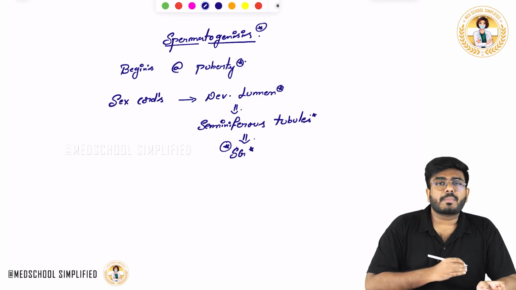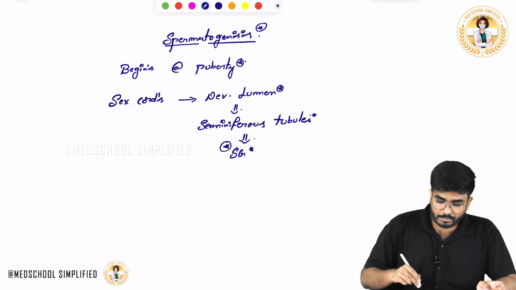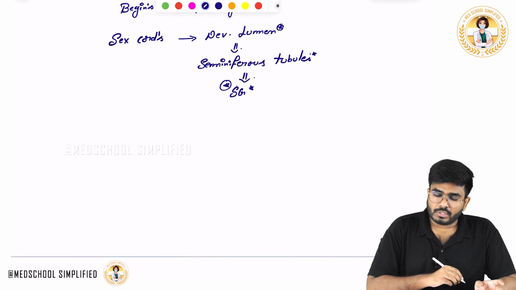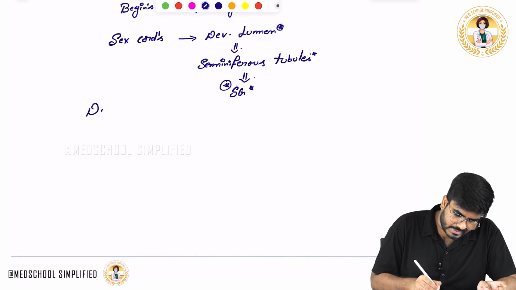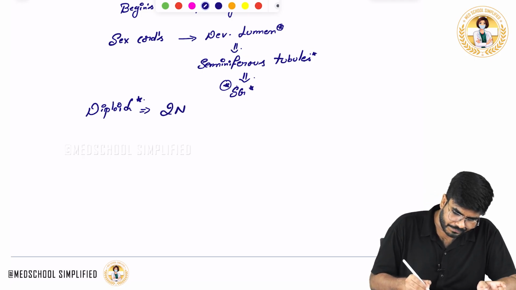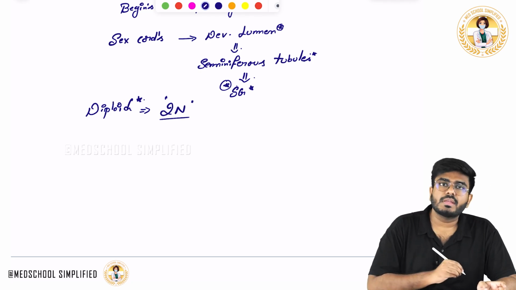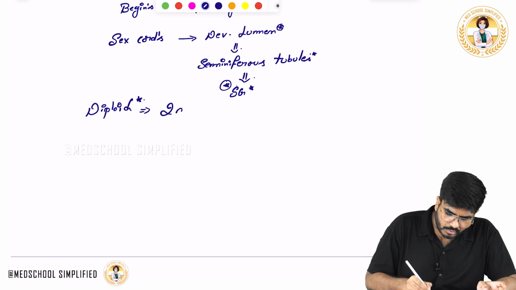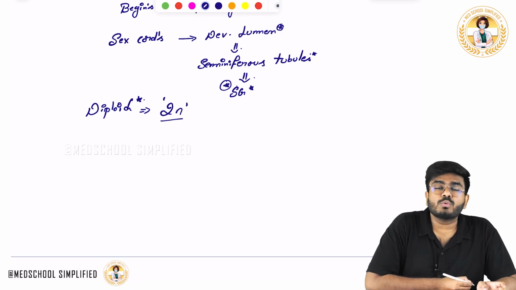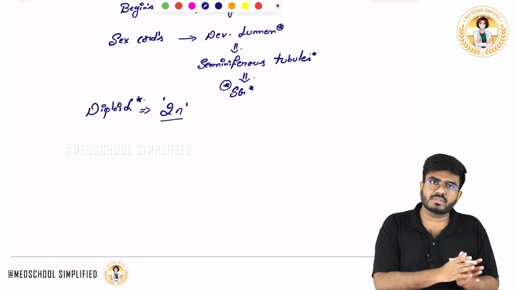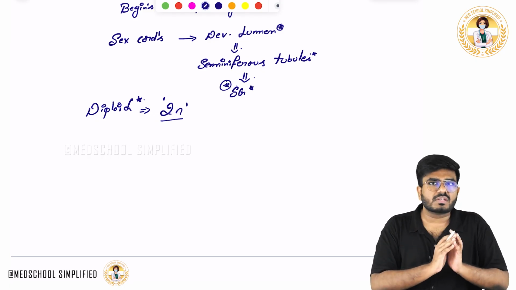Now, how exactly is spermatogenesis happening? Before discussing that, you have to know some important terminology. Diploid cells means they have two sets of chromosomes. It's represented with 2n. Here 2n stands for a cell having two sets of chromosomes. Most of our body cells are diploid: 23 chromosomes from father, 23 chromosomes from mother.